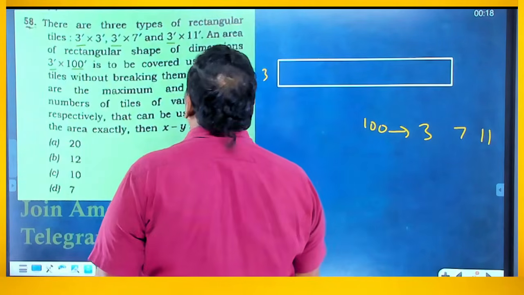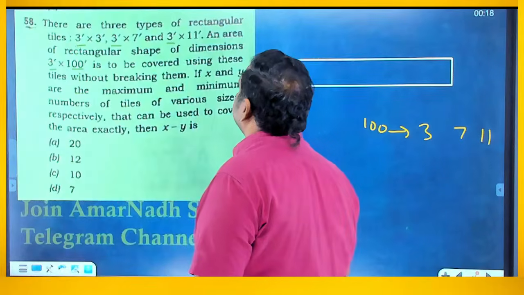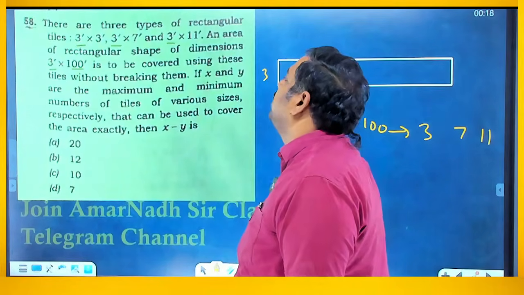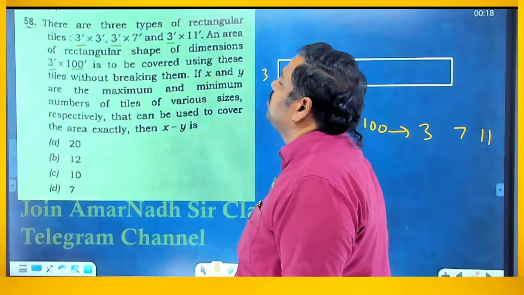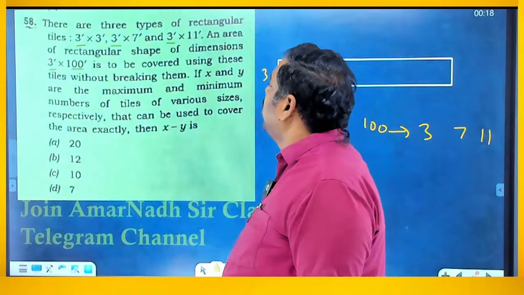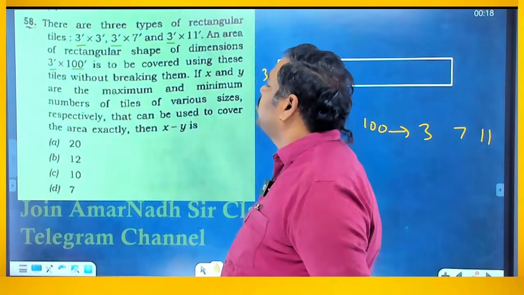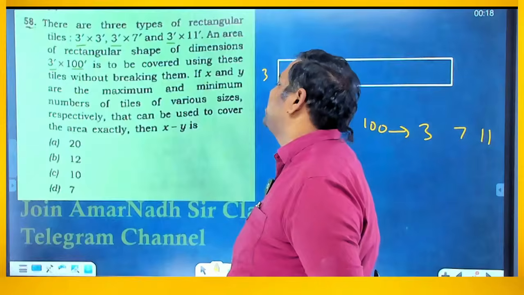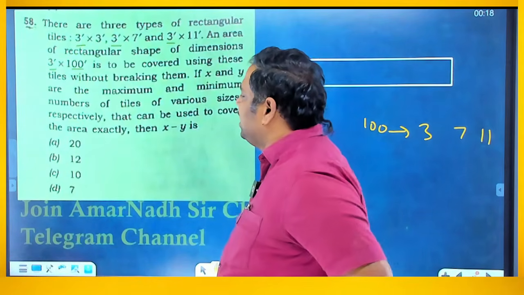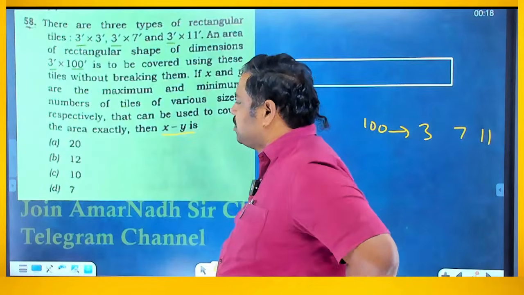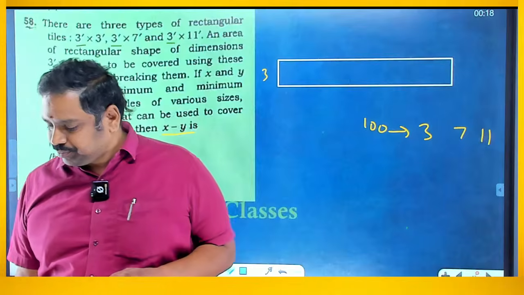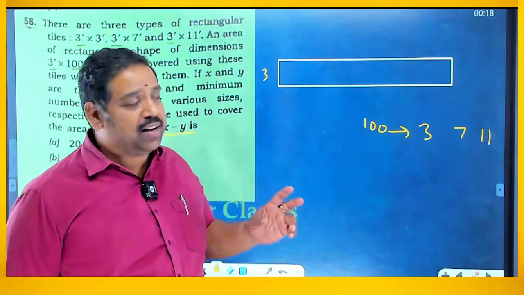Right, good. So an area of rectangular shape of dimensions 3 by 100 is to be covered using these tiles without breaking them. We should not break them. If X and Y are the maximum and minimum number of tiles of various sizes respectively that can be used to cover the area exactly, then X minus Y is. X and Y are maximum number of tiles and minimum number of tiles, na?